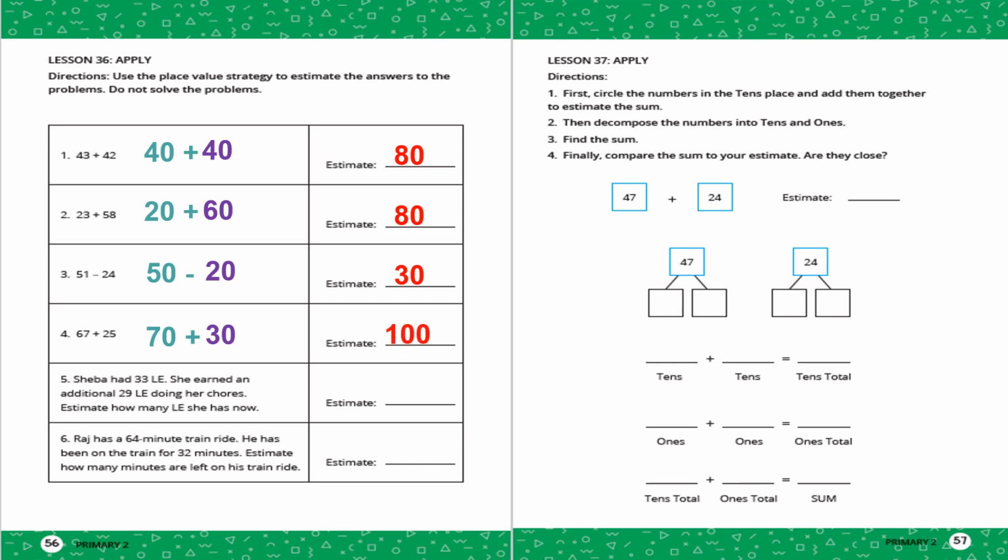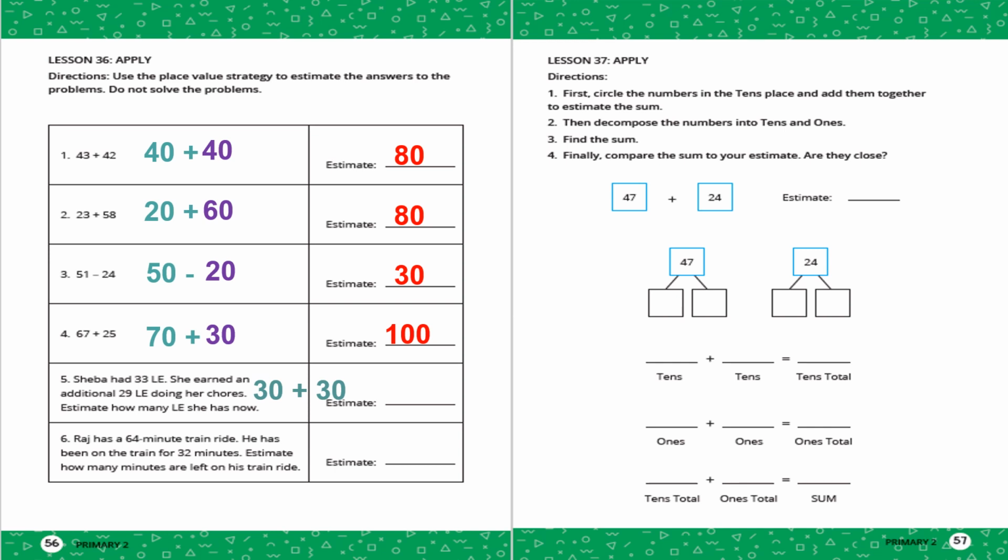Number 5. Sheba had 33 LE. She earned an additional 29 LE doing her chores. Estimate how many LE she has now. Let's estimate 33. 33 is between 30 and 40. Ones is 3, 3 less than 5. So it will be 30.